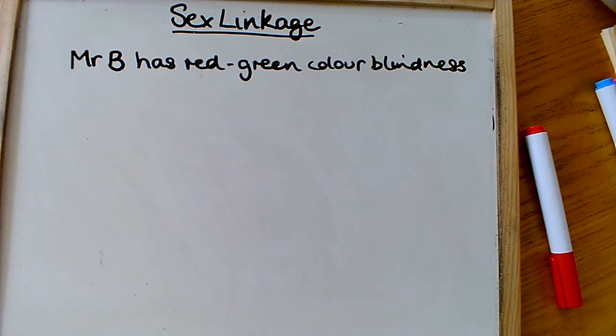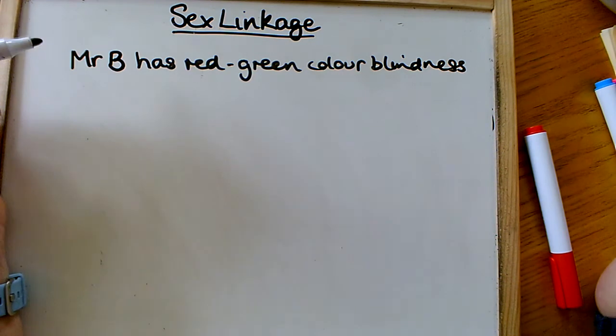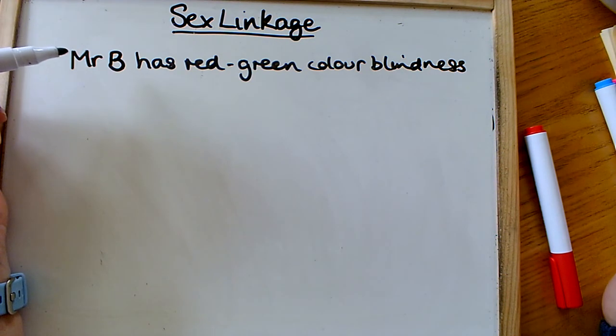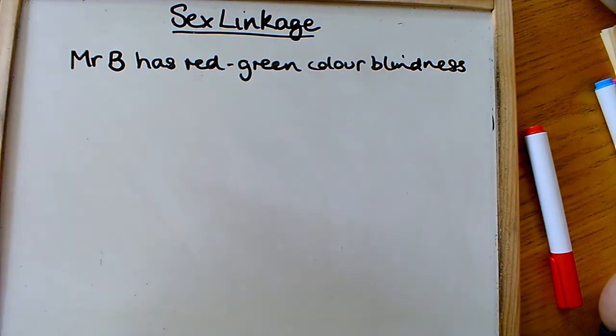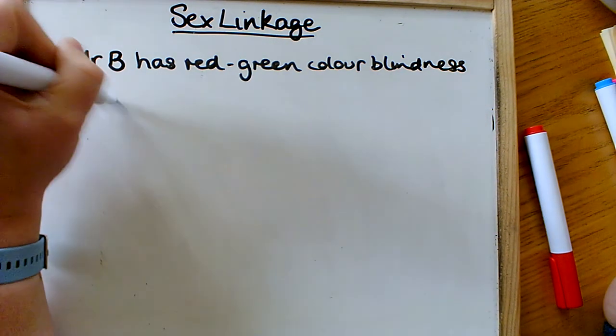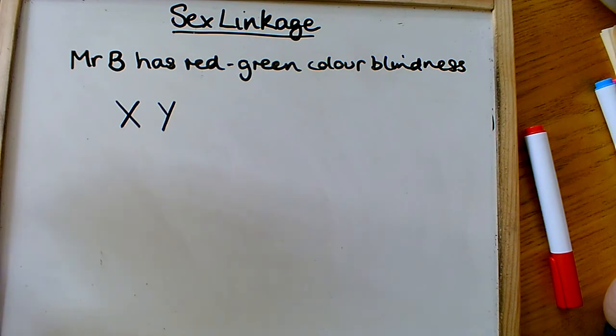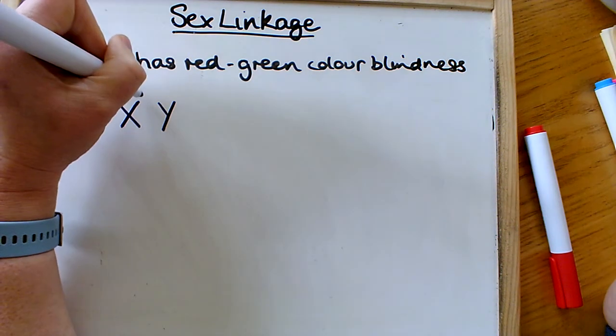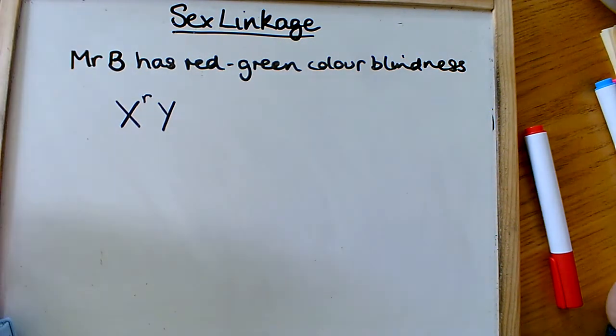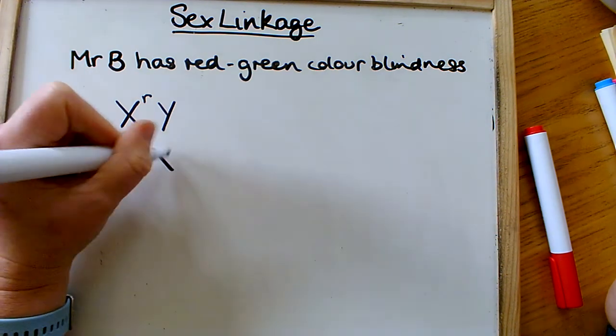Okay, so we're going to use the example of Mr. Belcher, who has red-green colour blindness. I know not lots of you know him. So he definitely has X, Y. So we think about that first. And then we need to think about what letters we're going to use for this. So I'm going to use an R for this. He must have a little r, okay? His sister, because he's got a twin sister, obviously has X, X.